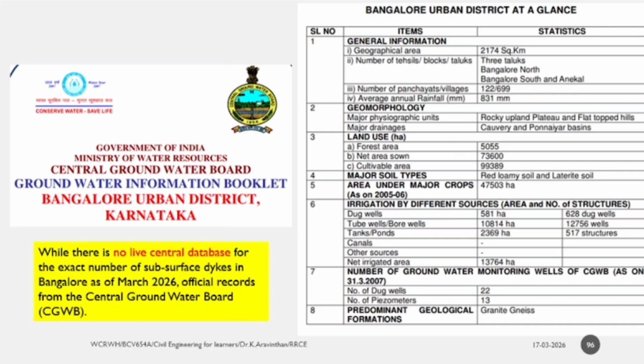While there is no live central database for dikes as of 2026, in Bangalore we don't even have a single dike. As of March 2026, the Central Groundwater Board, you can Google it and see. This is for your awareness.